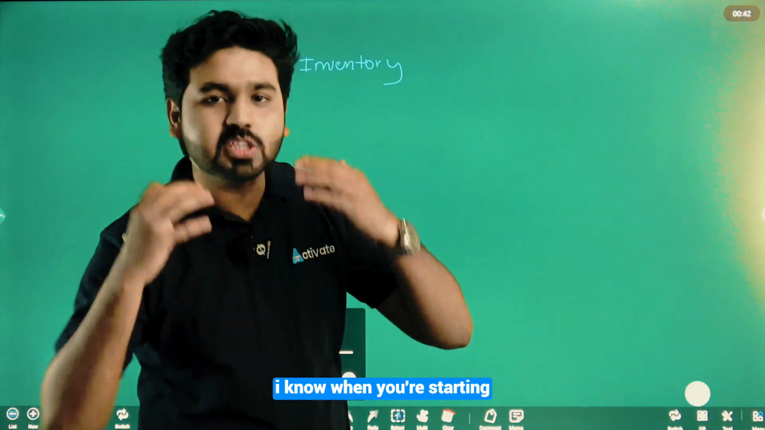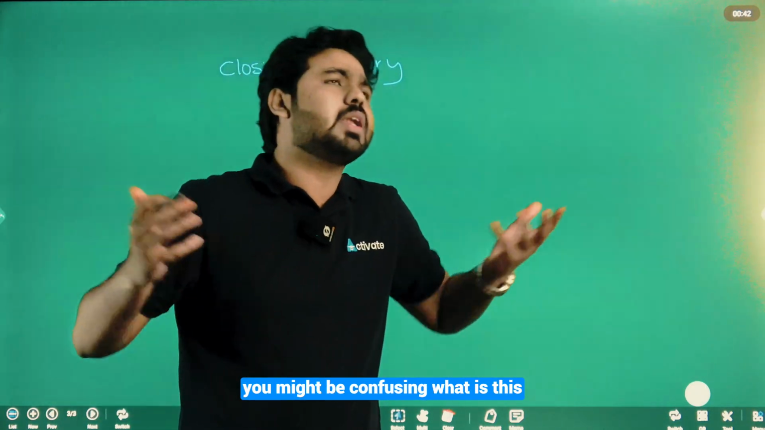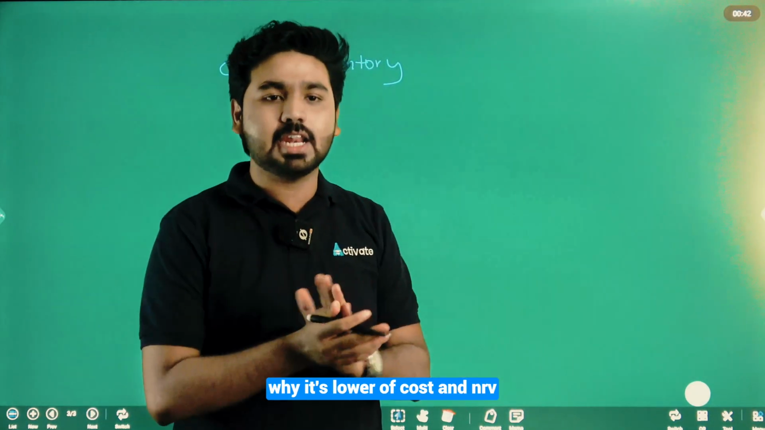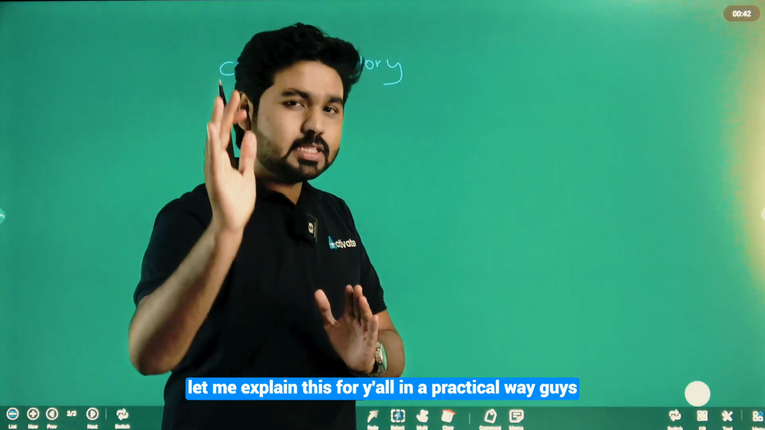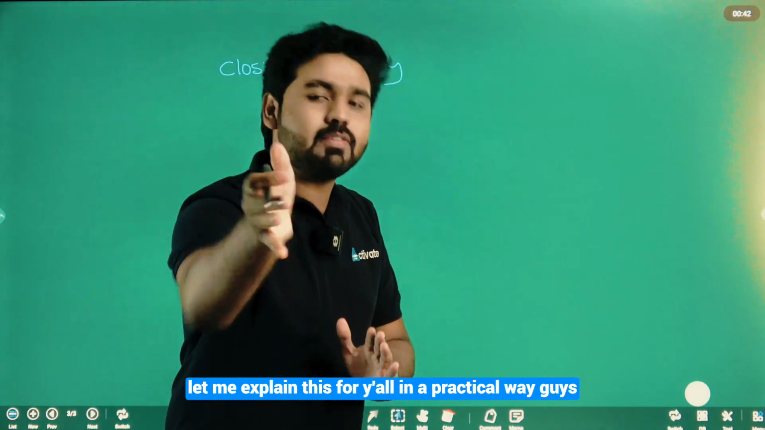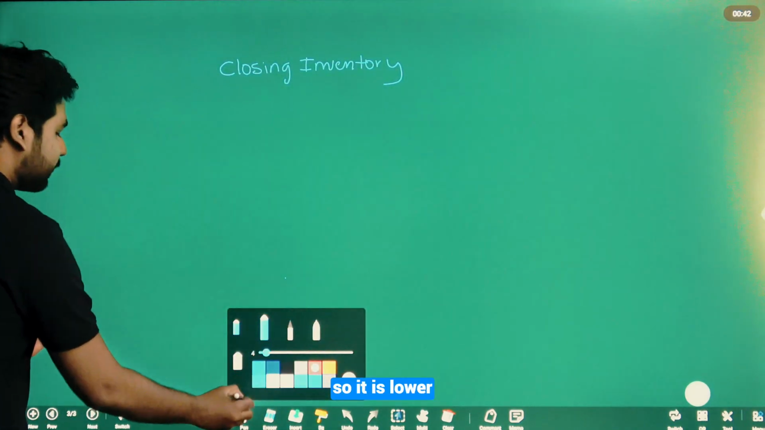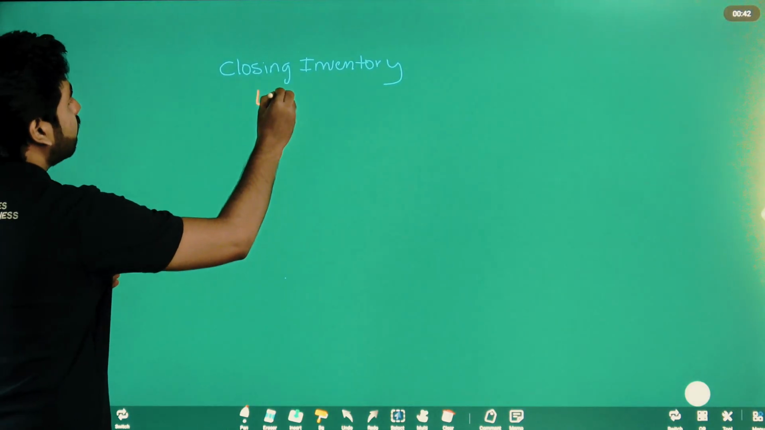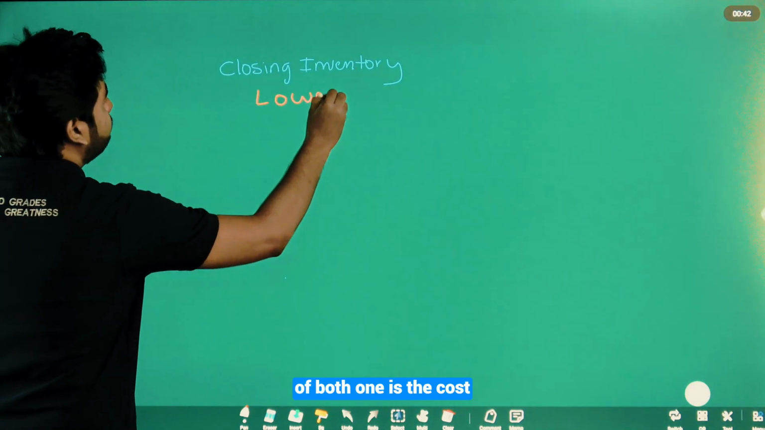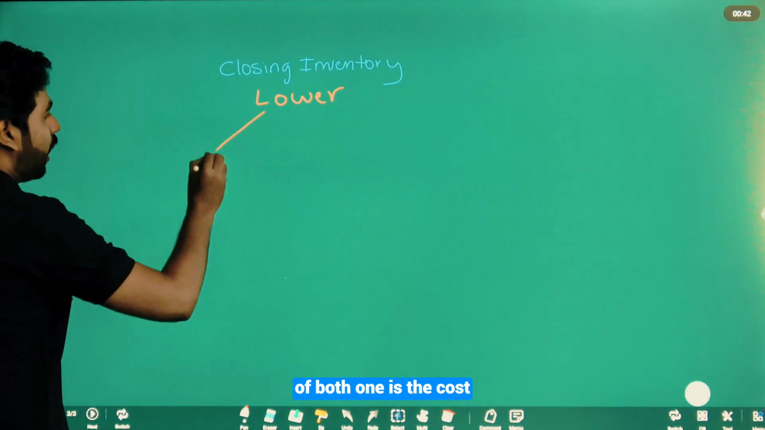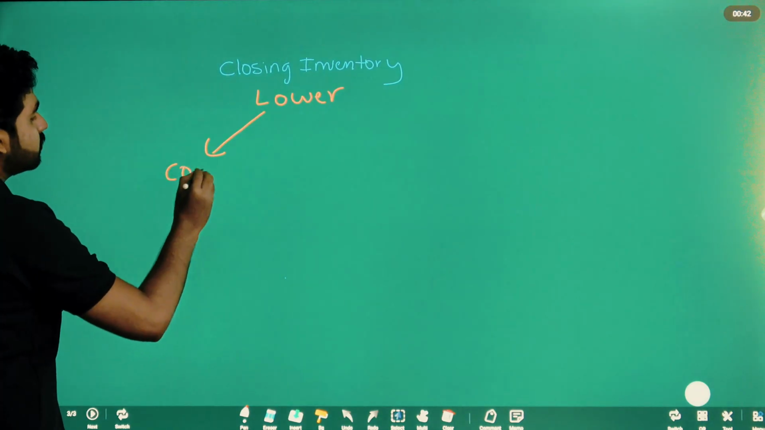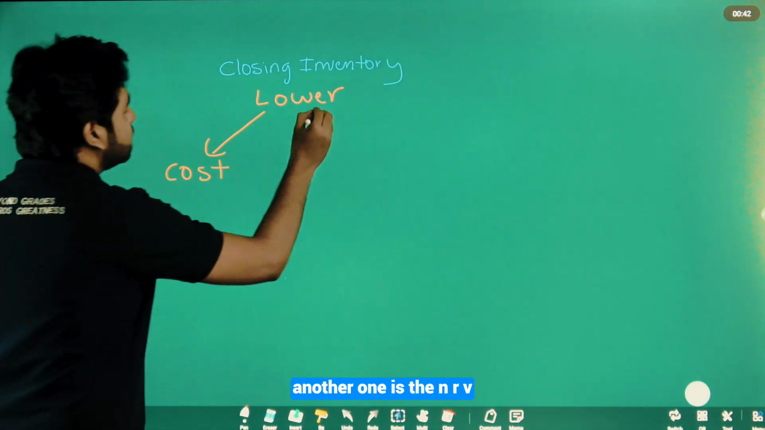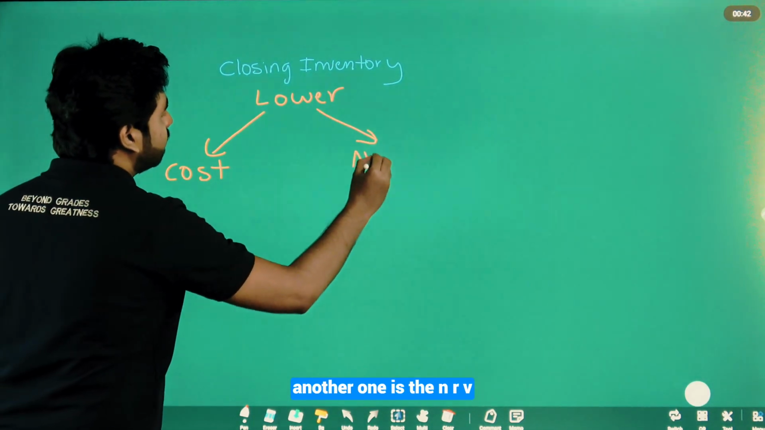I know when you're starting, you might be confused, what is this? Why is it lower of cost and NRV? Let me explain this for you all in a practical way, guys. So it is lower of both. One is the cost, another one is the NRV.